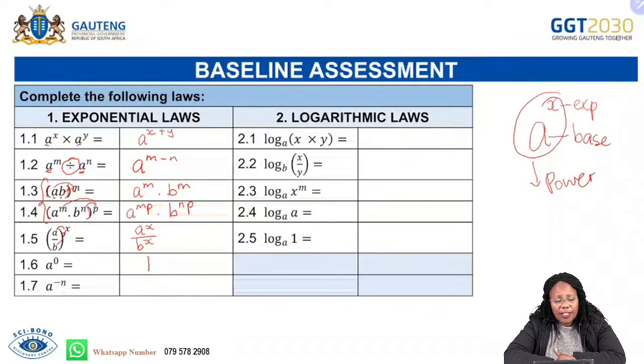And then 1.7, now, if you are having a negative exponent, this can be written as 1 over a. Now look at the exponent now.